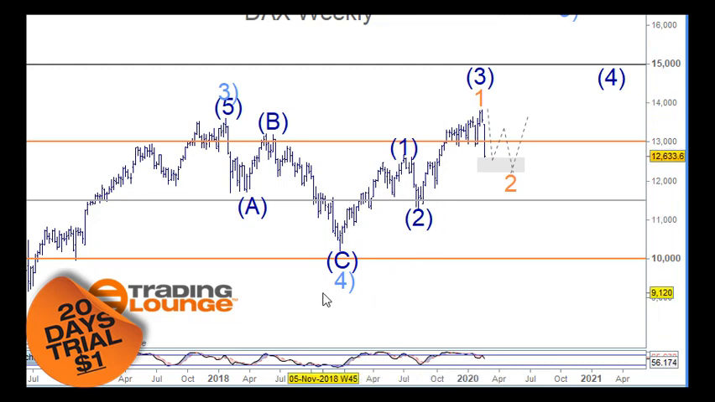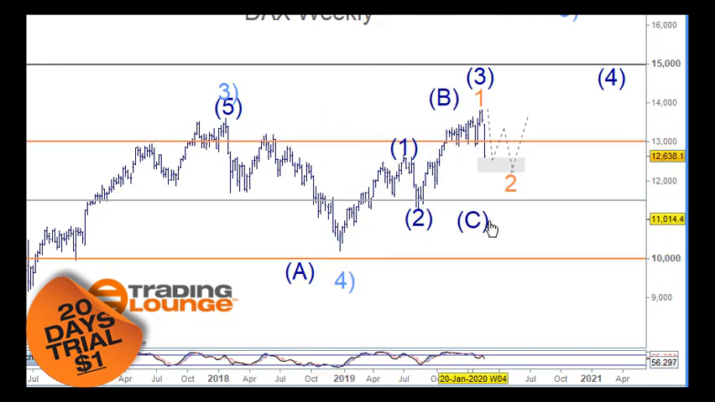So what we can do here, we could either look at this as an A and a B and a C here, the A wave here, and then 3 waves up for the B wave there, and then the C wave over here as wave 4. That's one way to look at it.